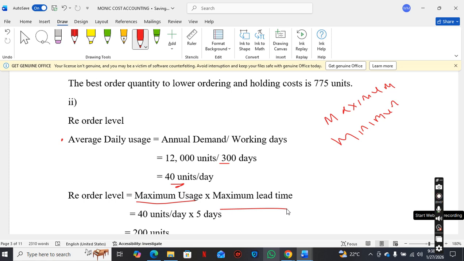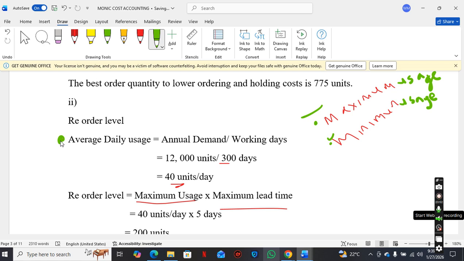Okay. Colleagues, are we all clear with that? So you can just come again. If you are not given the maximum usage and the minimum usage, if you are not given these two values, you need to get the average daily usage. Okay. If these two things are not given to you, then you need to use your average daily usage. Okay? That's the point I was illustrating, sir.